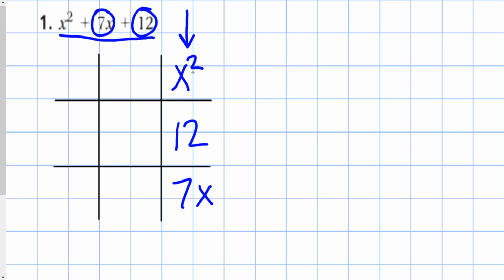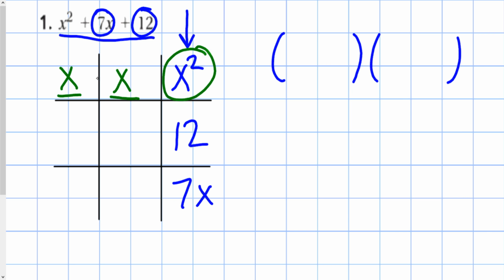To factor x squared plus 7x plus 12 into two binomials, that's what we're trying to do, you look at the first term and figure out what two numbers multiply together to give me x squared. Well, there's only one possibility, and that's x times x. X times x is x squared. So you write x here and x there.